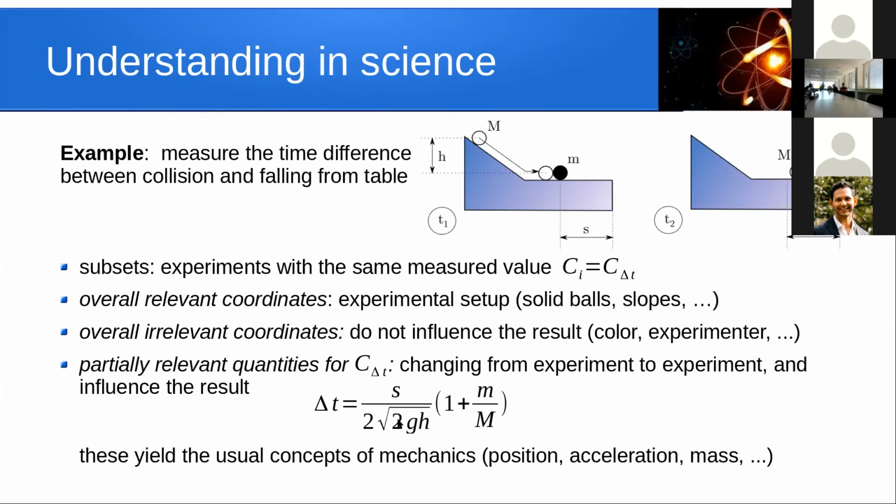In this case, delta t, we can solve it in physics, of course, it's this problem. And we know that delta t is influenced by only the distance from the end of the table, the height of the roll down, the gravitational constant, and the two masses. These are the only coordinates which influence this process anyhow. And these are, on the one hand, the partially relevant coordinates, the quantities for the common complete model, and on the other hand, these yield the usual concepts of mechanics. So this is how understanding happens in science.